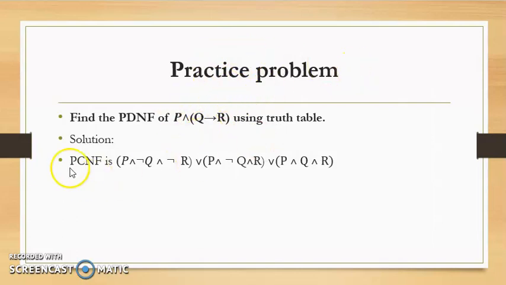So here I have given a practice problem. Find the PDNF of P and Q implies R. There are 3 variables, so we should write 8 combinations using a truth table. And here the answer of this PDNF will be this one. And PCNF is this one. After finding PDNF in the same truth table, we can also find out PCNF. So we can try this problem for both PCNF and PDNF using a truth table.